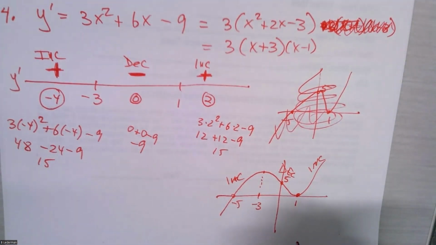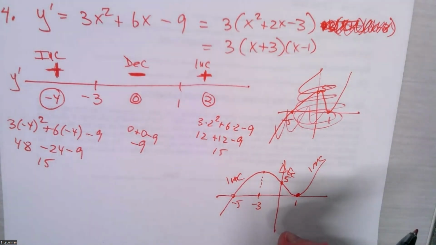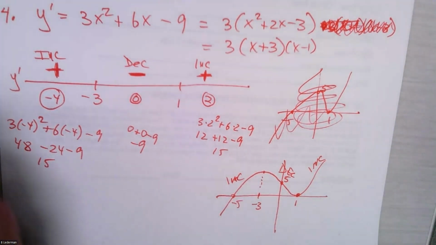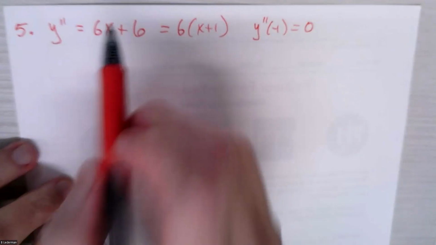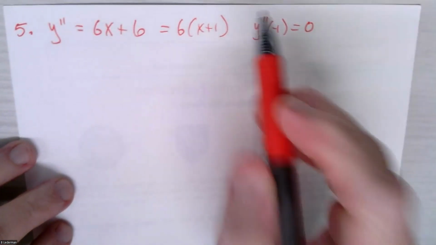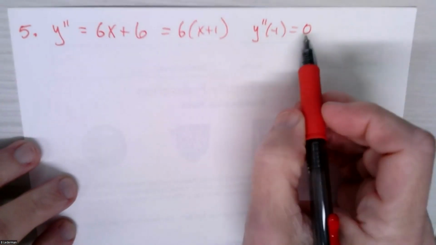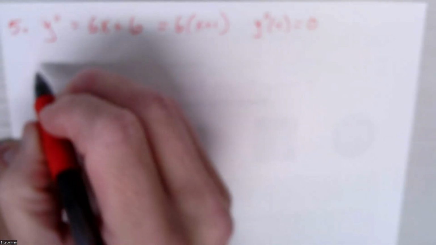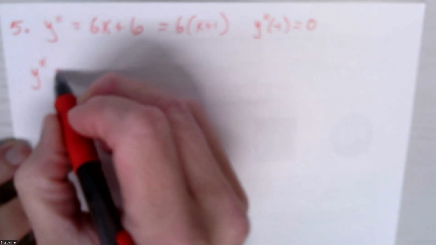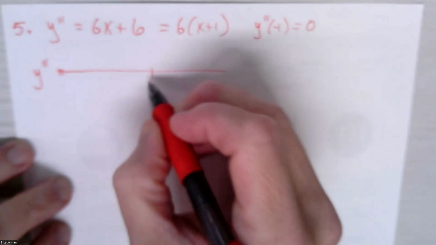Anyway, let's get concavity. We're going to have to go now to step 5, the second derivative. So let's go to step 5. Well, y double prime is equal to 6x plus 6, which is 6 times x plus 1, which means y double prime of -1 equals 0. So -1 is a zero of this function. So if we make the number line, that's -1.